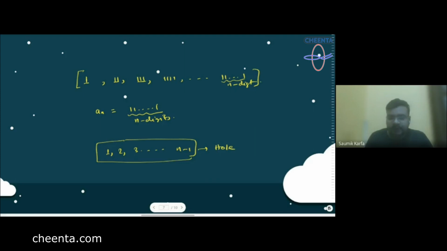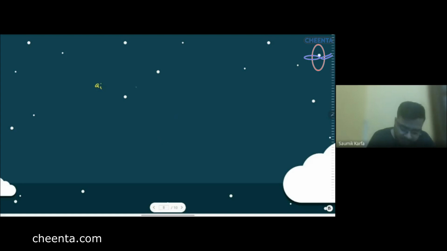Now by the pigeonhole principle, we can say there will be at least one bucket which will contain more than one pigeon, or at least 2 pigeons will be there, right? Let's say those pigeons are AI and AJ, which are in the same bucket. So AI is a number made up of I digits, all digits are 1. And AJ is a number made up of J digits, all digits are 1 here.